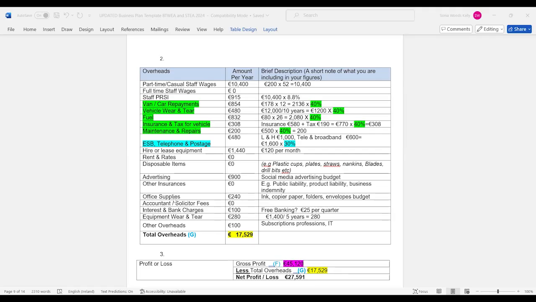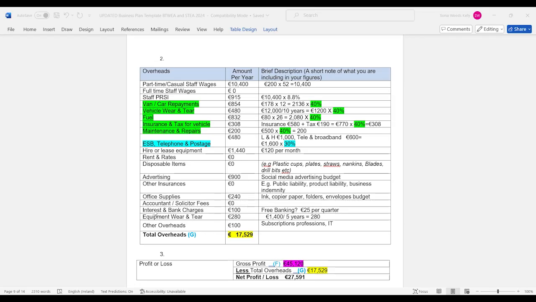The next item is office supplies. Work out what your budget is going to be for office supplies, things like ink, copier paper, folders, envelopes, etc. And whatever your annual budget is, put the amount in here. If you're going to hire an accountant to prepare your accounts, or if you need solicitors, get a quote from an accountant or a solicitor of what their costs are going to be and put the amount in here.